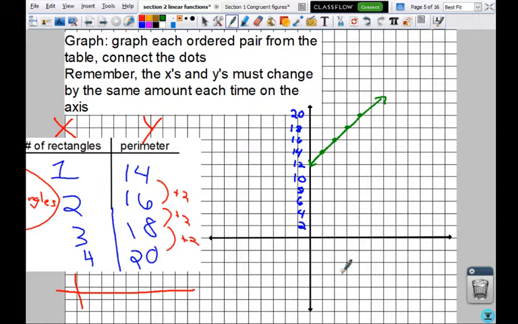and then I'm going to put some arrows on the end to show that it's my line and it keeps going. If you don't have the arrows, it's technically wrong, because if you don't have arrows, it means your line stops. This line doesn't stop. We're just only graphing a little piece. That makes sense?